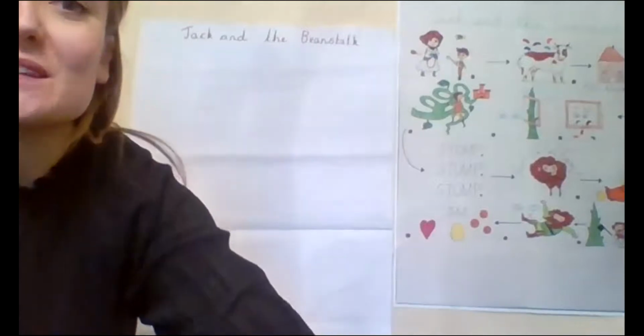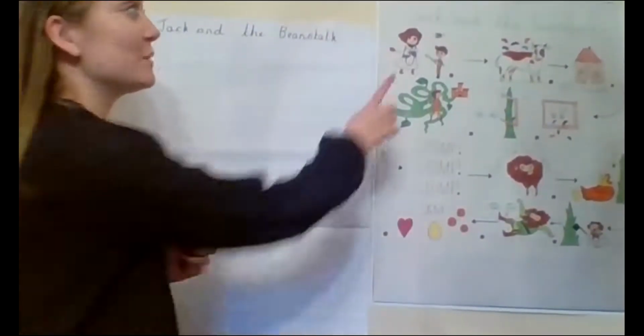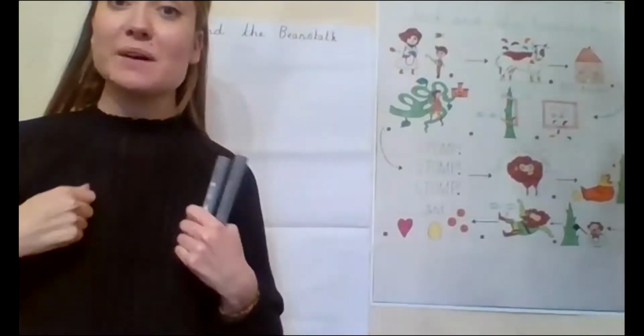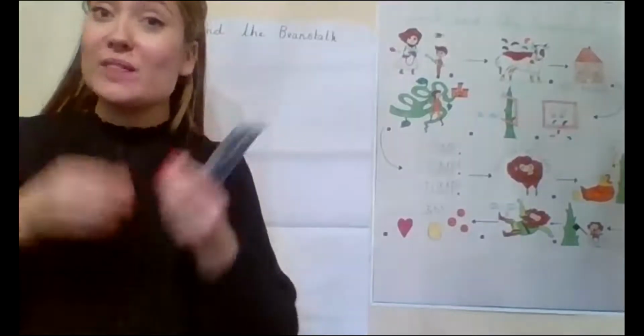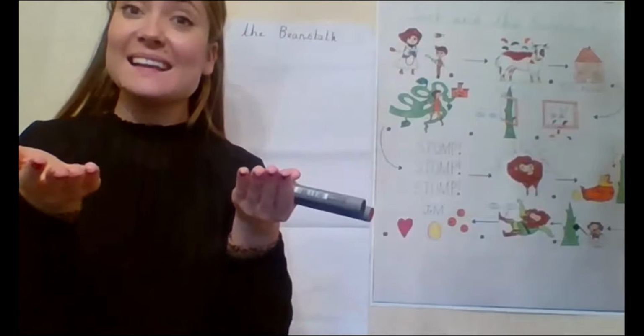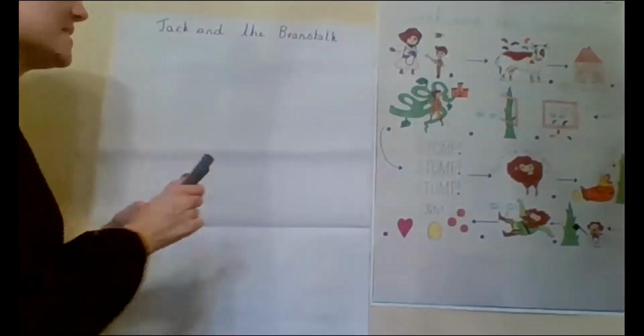Trickier writing on a wall than you think, Year One. Okay, so let's do our first sentence. Our first sentence is: Jack and his mother were so poor they never had enough to eat. Can you say it? Good. So we know how to spell Jack because it's there for us.